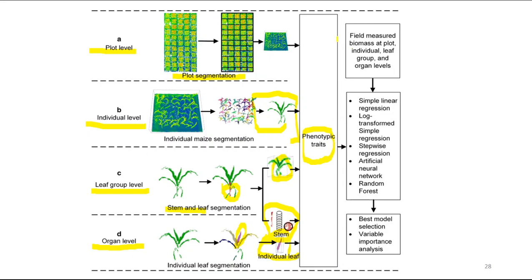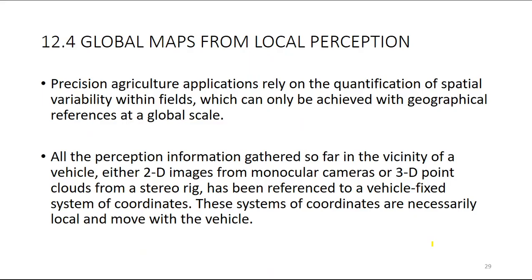So they measure the biomass at the plot, individual leaf group, and organ levels. Maybe they use simple linear regression, log-transformed simple regression, stepwise regression, artificial neural network, and random forest, and finally they find the best model selection and variable importance analysis. Okay, so I stop here.